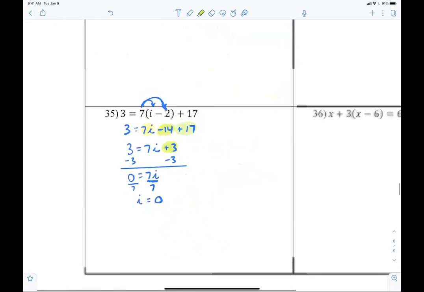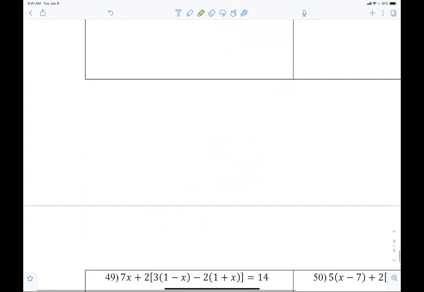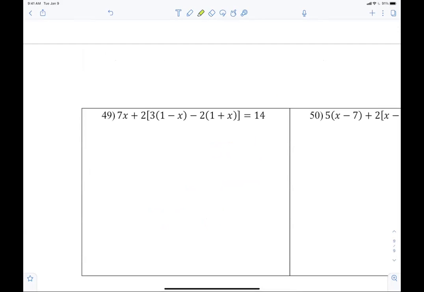Okay, guys, listen, here's what I want you to do. I want everybody to try to do the odds for homework. 49 and 50 are a little bit trickier, all right? So try to do the odds. Want us to finish the odds? Yes, just do the odds. Tomorrow we're gonna do the evens. Okay, bye.